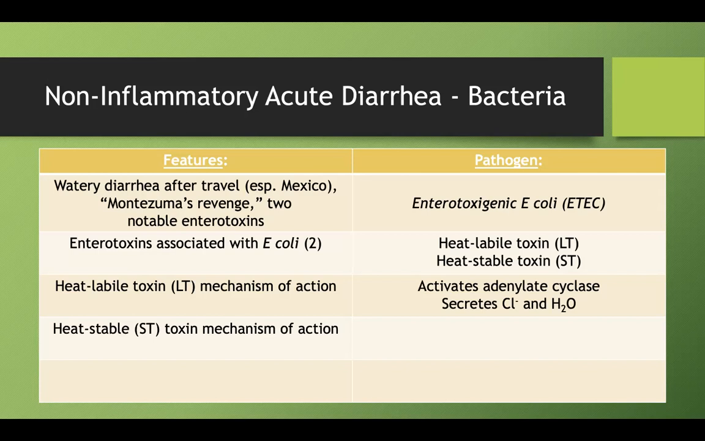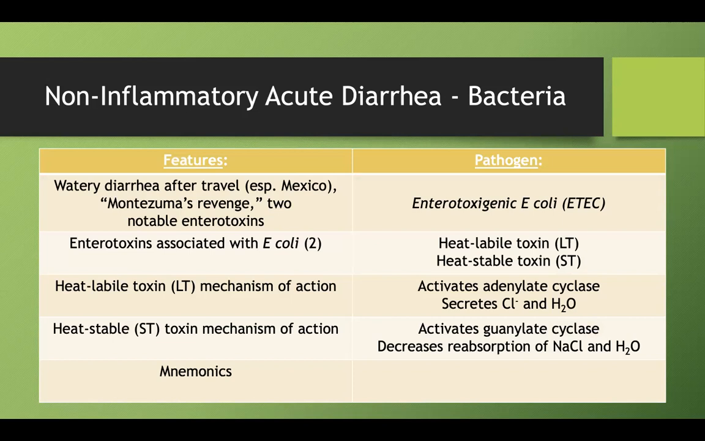On the other hand, the heat-stable toxin mechanism of action is a little different. This will activate guanylate cyclase. And if you activate guanylate cyclase, it'll actually decrease your ability to reabsorb sodium chloride and water. And so it'll be stuck in the GI lumen. And in both of these cases, you'll get that diarrhea for different reasons, though.